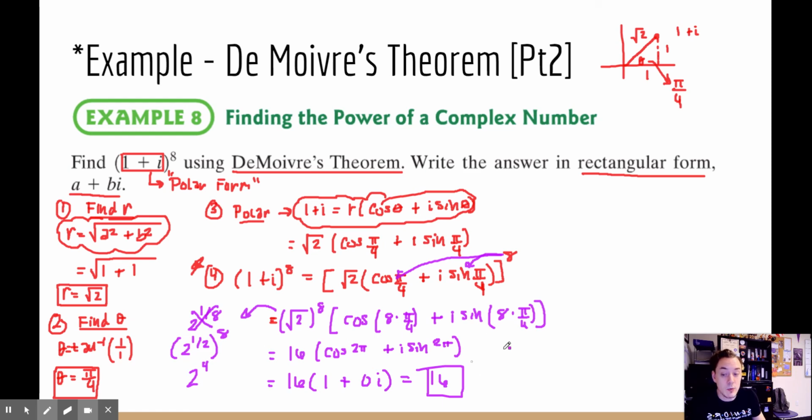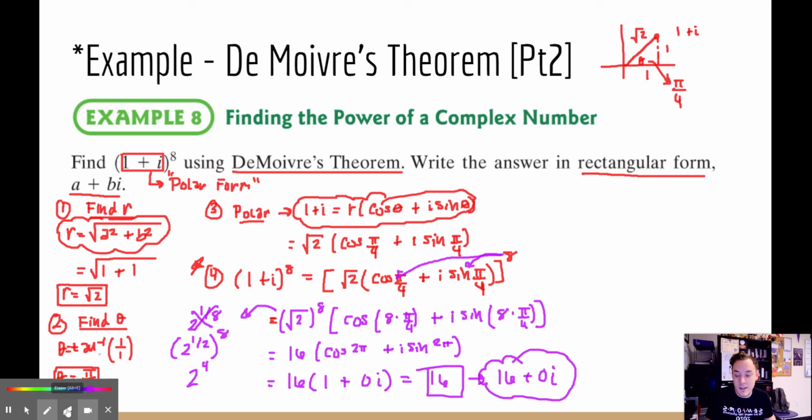So that is technically my rectangular form. If I wanted to be a little more specific, I would say this is 16 plus 0i, but it doesn't matter. It's my rectangular form, so there are no imaginary numbers there. What does that mean? It means if you literally multiplied 1 plus i times 1 plus i, all the way to the eighth, 8 times, you'd get 16. See how much simpler it is? Just use De Moivre's theorem. I hope that makes sense. That's amazing. I love that kind of math.